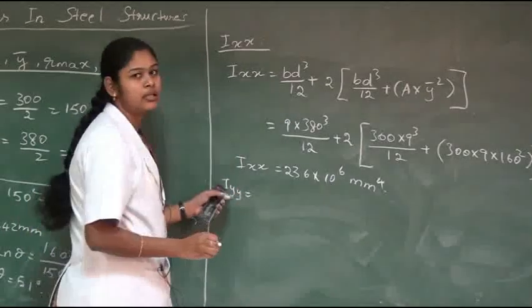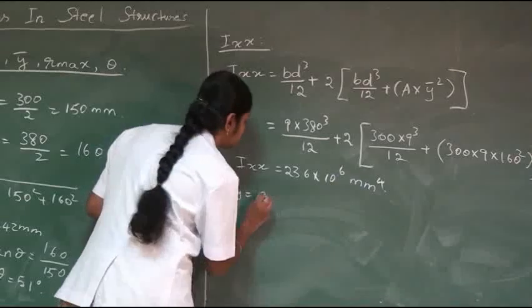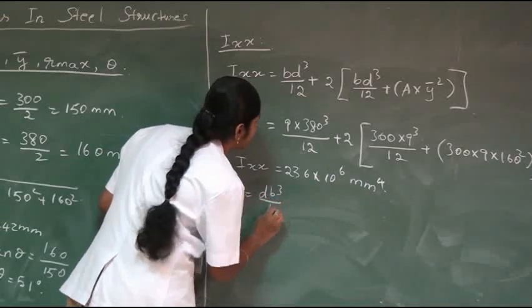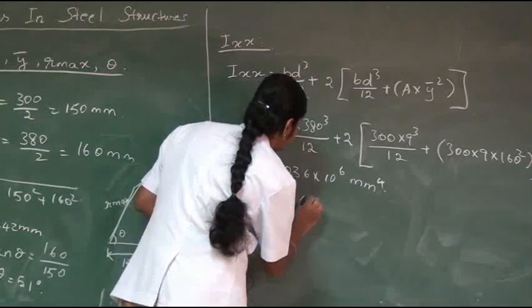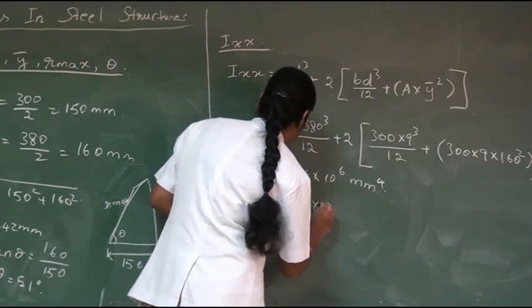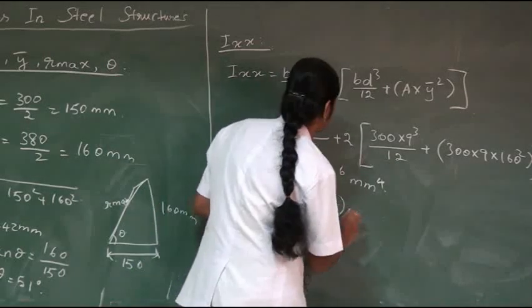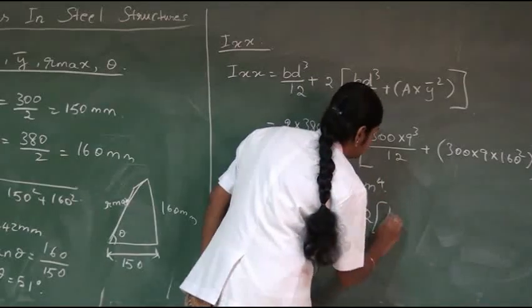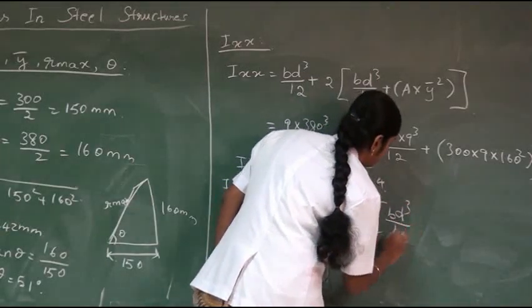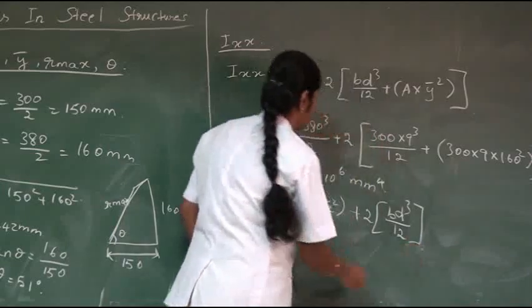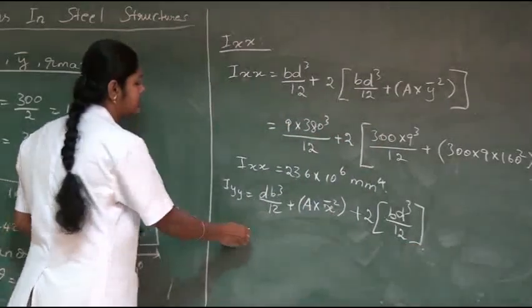Further, the formula is dB cube by 12 plus area into x bar squared plus 2 into BD cube divided by 12. Then we have to substitute these values.